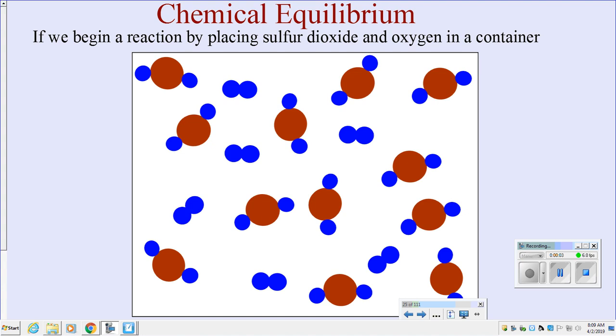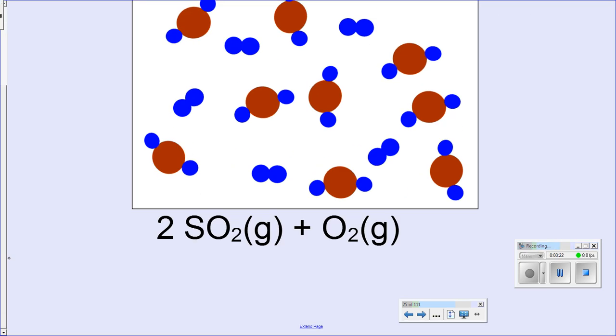Hello, and welcome to Introduction to Equilibrium. We're going to specifically focus right now on chemical equilibrium, which is when you actually have a chemical change that can be reversed. So if we put some sulfur dioxide, SO2, and oxygen, O2, into a container, they can actually react with one another. So we can have a reaction occur with SO2 and O2.